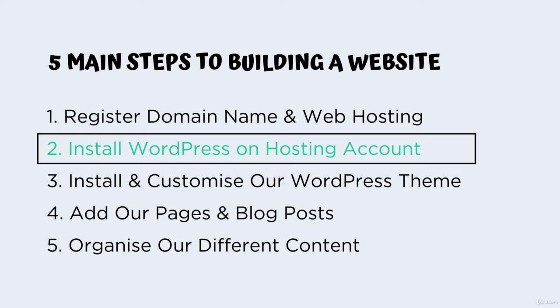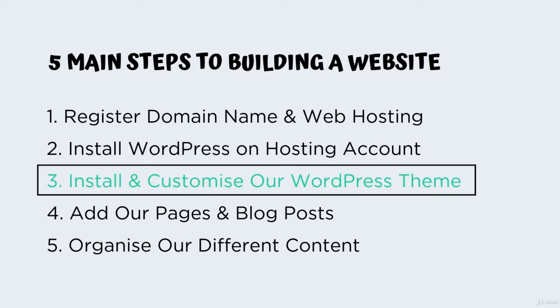This will only take about 60 seconds to do, and as WordPress is open source software, it's 100% free for us to use. Then the third step is installing and customizing our WordPress theme, which is going to change the entire look of our WordPress site and make it more like the website we're trying to create. And for this tutorial, we're going to be using an awesome free theme called Rocked.